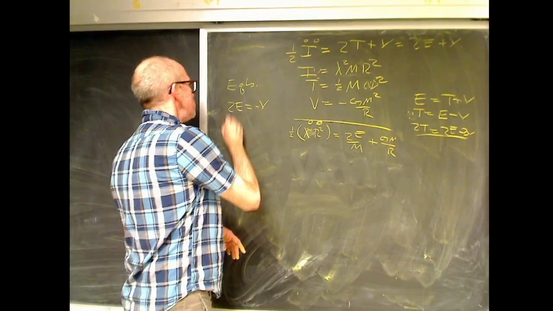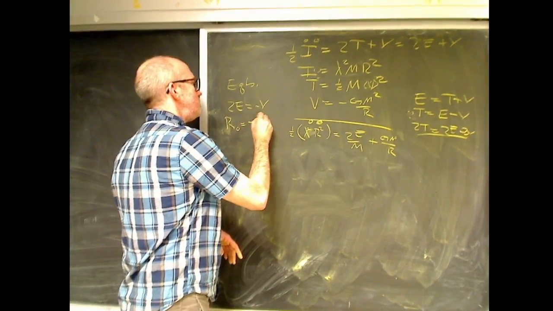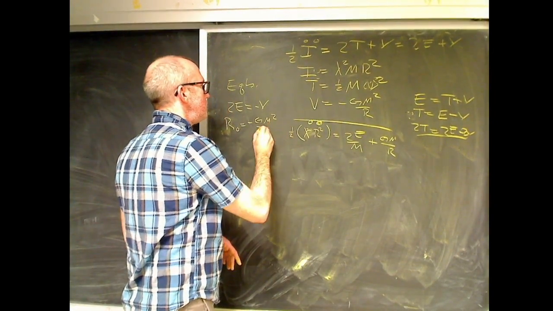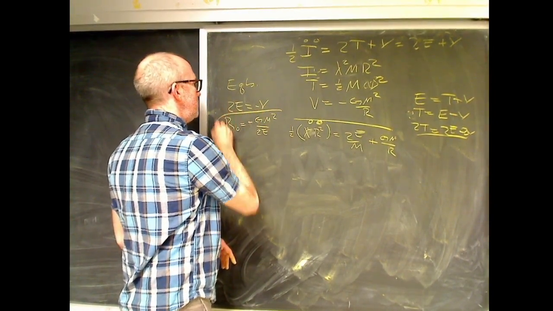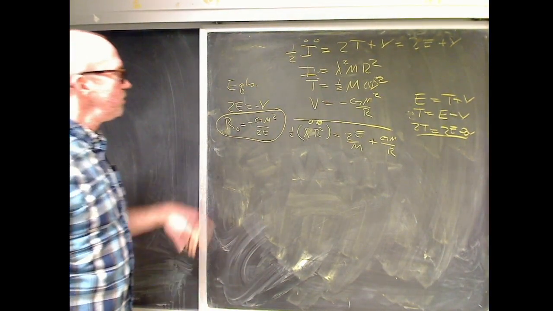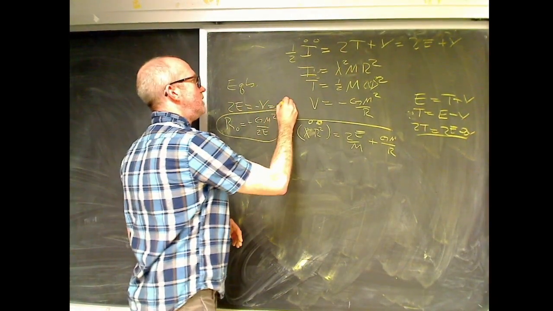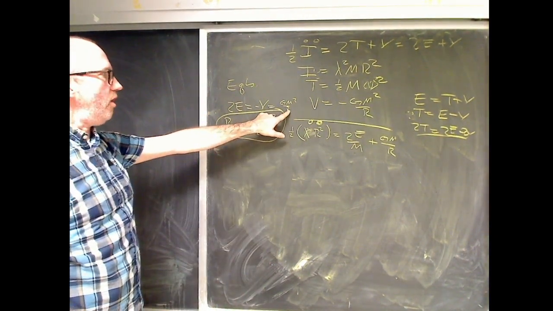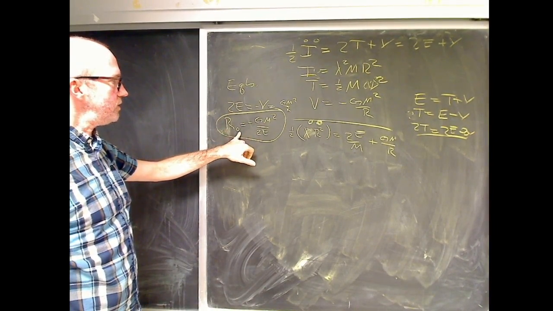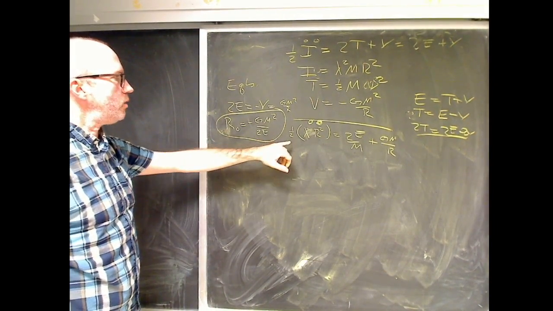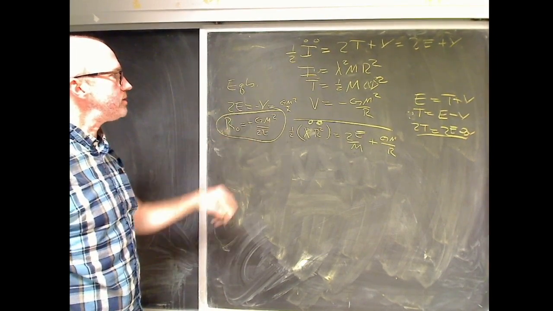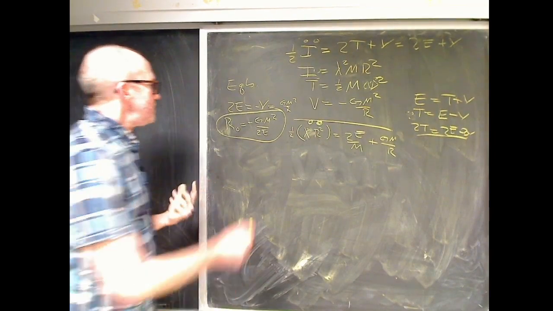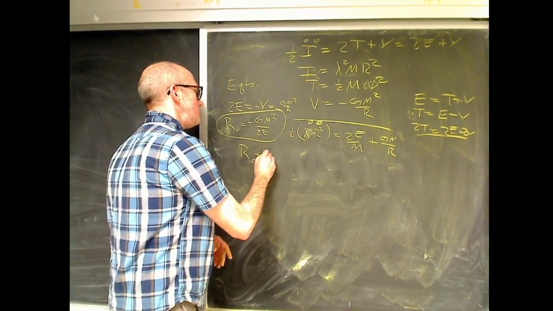Or I can say that my equilibrium solution is around R naught equals minus GM over GM squared over 2E, which I just get from this. So this equals GM squared over R. So we just solved this for R, and we're left with our equilibrium solution. So okay, now I've got an equation which is accurate and an equilibrium solution. We're going to do a Taylor series on R naught plus delta R.